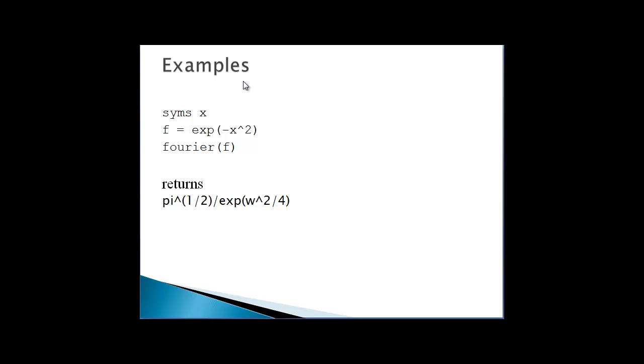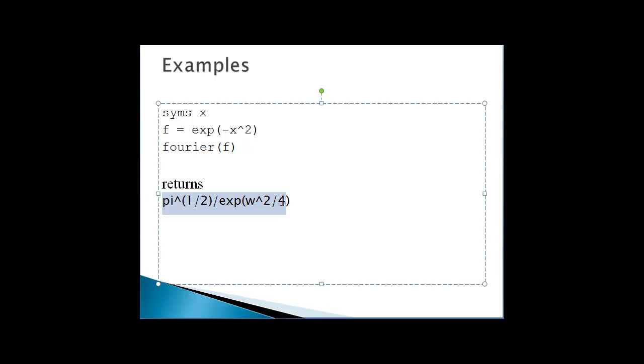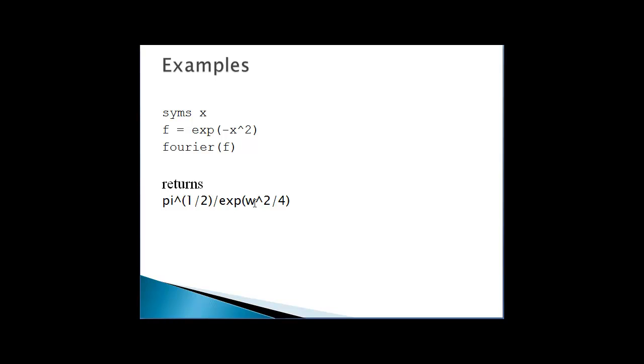Now let's see an example based on the Fourier transform in MATLAB. I am having a function f which is equal to exponential of minus x square, and I want its Fourier transform. Then I'll first write the declaration of x, that is syms x, then the function f equal to exp of minus x square, and write fourier of f, and it will return me the output with the default variable w.